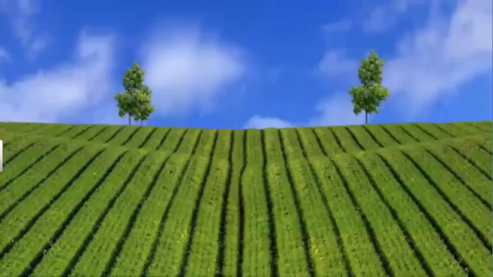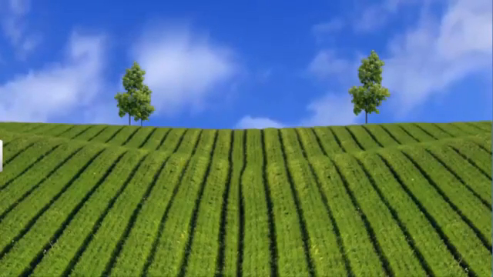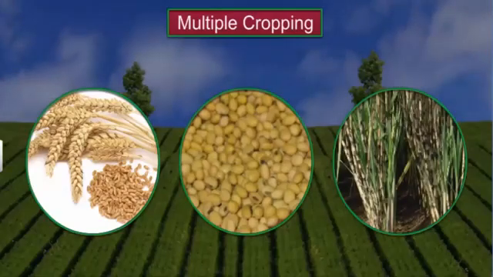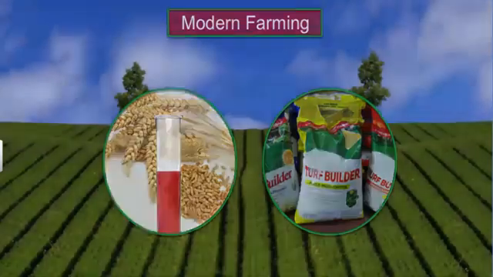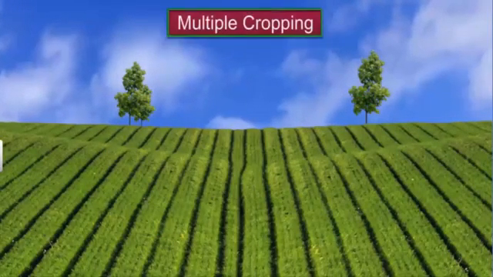You can grow more crops on the same land in two ways. You can either adopt multiple cropping or use modern farming methods. Let us discuss both these ways in detail. Let us start with multiple cropping.